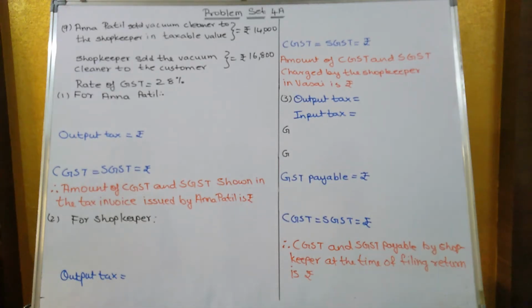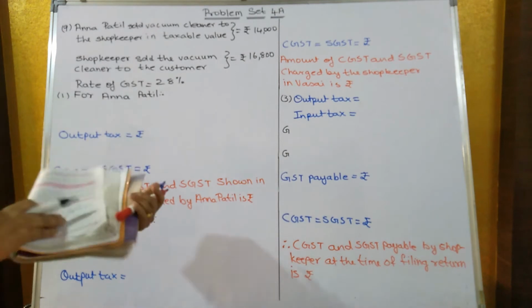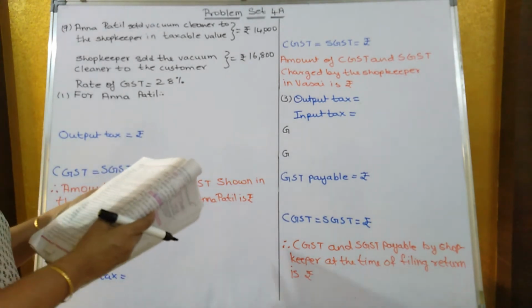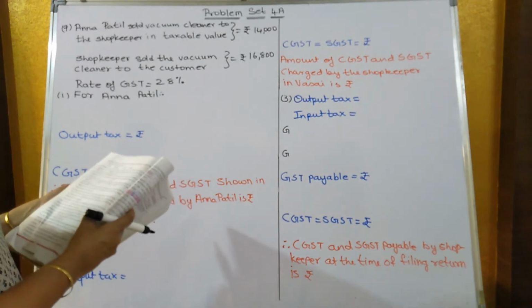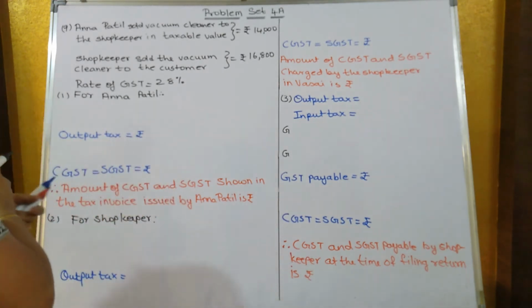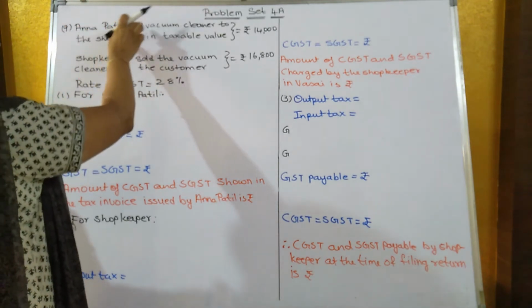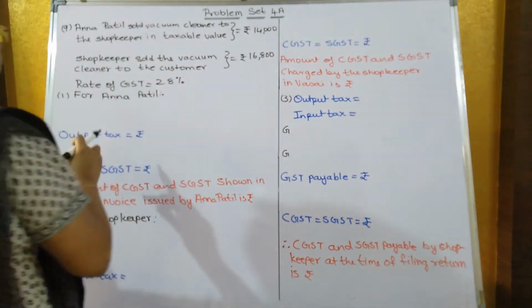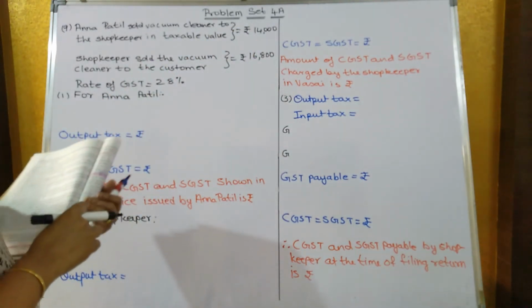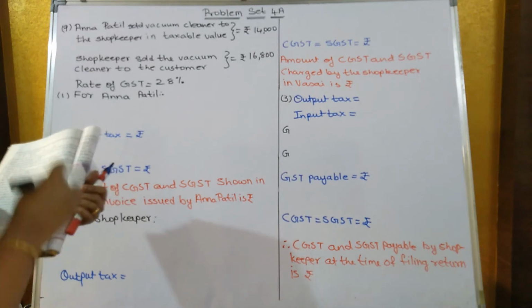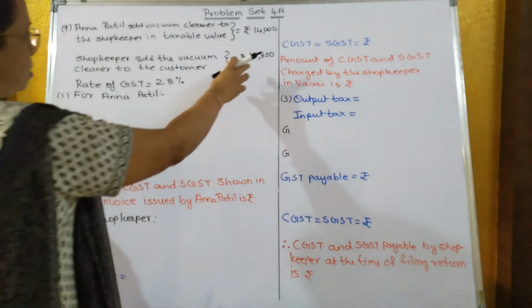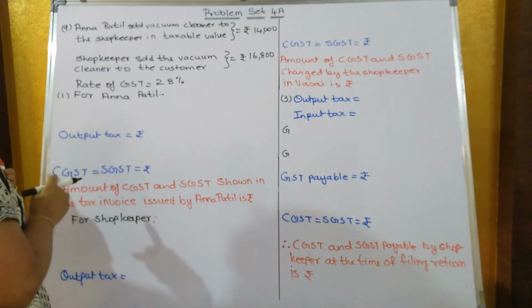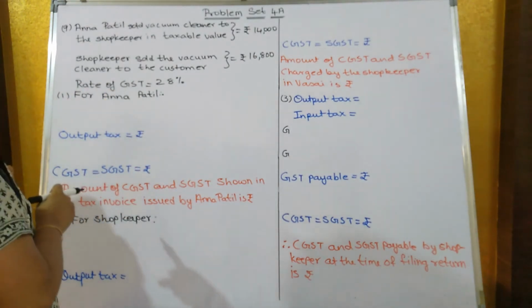Now sub number 9, problem set 4a. They have said Anna Patil supplied vacuum cleaner to a shopkeeper in Vasai, Mumbai for the taxable value of rupees 14,000. So Anna Patil sold the vacuum cleaner to the shopkeeper in the Vasai at what price? At rupees 14,000, and the shopkeeper sold it to the customer. At what price he sold it to the customer? Rupees 16,800, and the rate of GST is how much? 28% in each of the case.